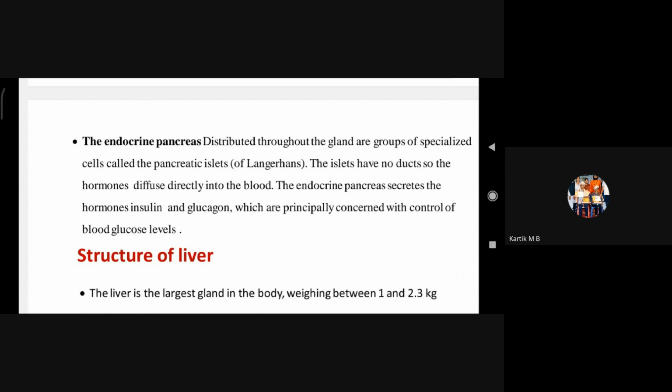The blood capillaries present in the pancreas collect the insulin from these islets of Langerhans, or the beta cells of the pancreas. That is why this pancreas is also endocrine, as it is releasing insulin hormone directly into the blood, and it is releasing pancreatic juice through a duct to the duodenum. So it is an example of both an endocrine and exocrine gland.